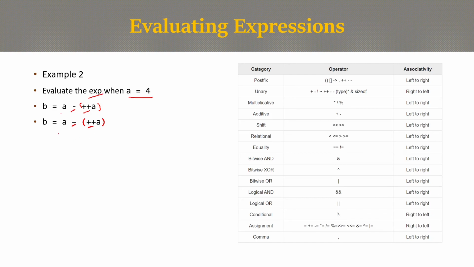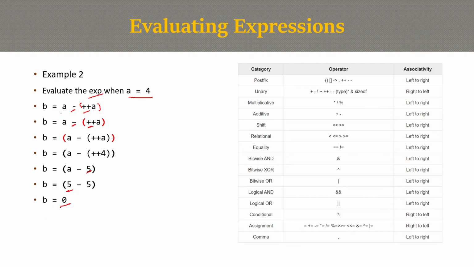Afterwards, we compute the minus operator since this is remaining. After computing this, we assign whatever value is the result to b. First we replace the value of a by 4. So this sub expression is evaluated first. Plus plus 4 means it will be 5. Now we need to evaluate a minus this 5. When we use plus plus 4, the value of a changed from 4 to 5, so a will now be saved as 5. So 5 minus 5 will give us 0. So the value of b finally comes to 0.